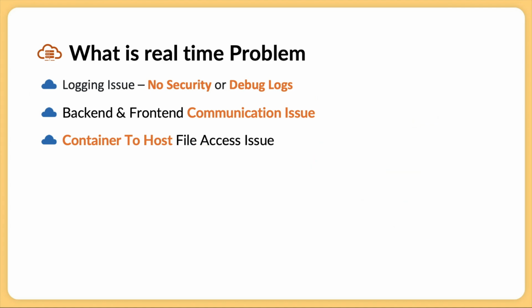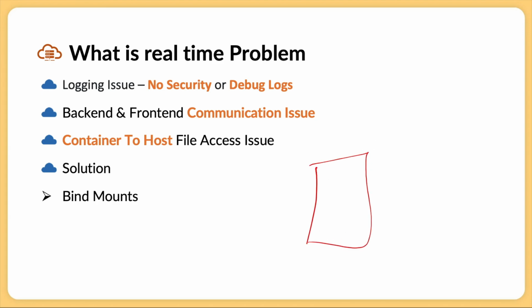Now what is the solution? Yes, there is a solution. One solution is called bind mount, which means we can map a directory from the host machine to the container and the container will access it. This is called the bind mount solution. Another is called Docker volume, which means we can create a volume with Docker, and that volume is managed by Docker.